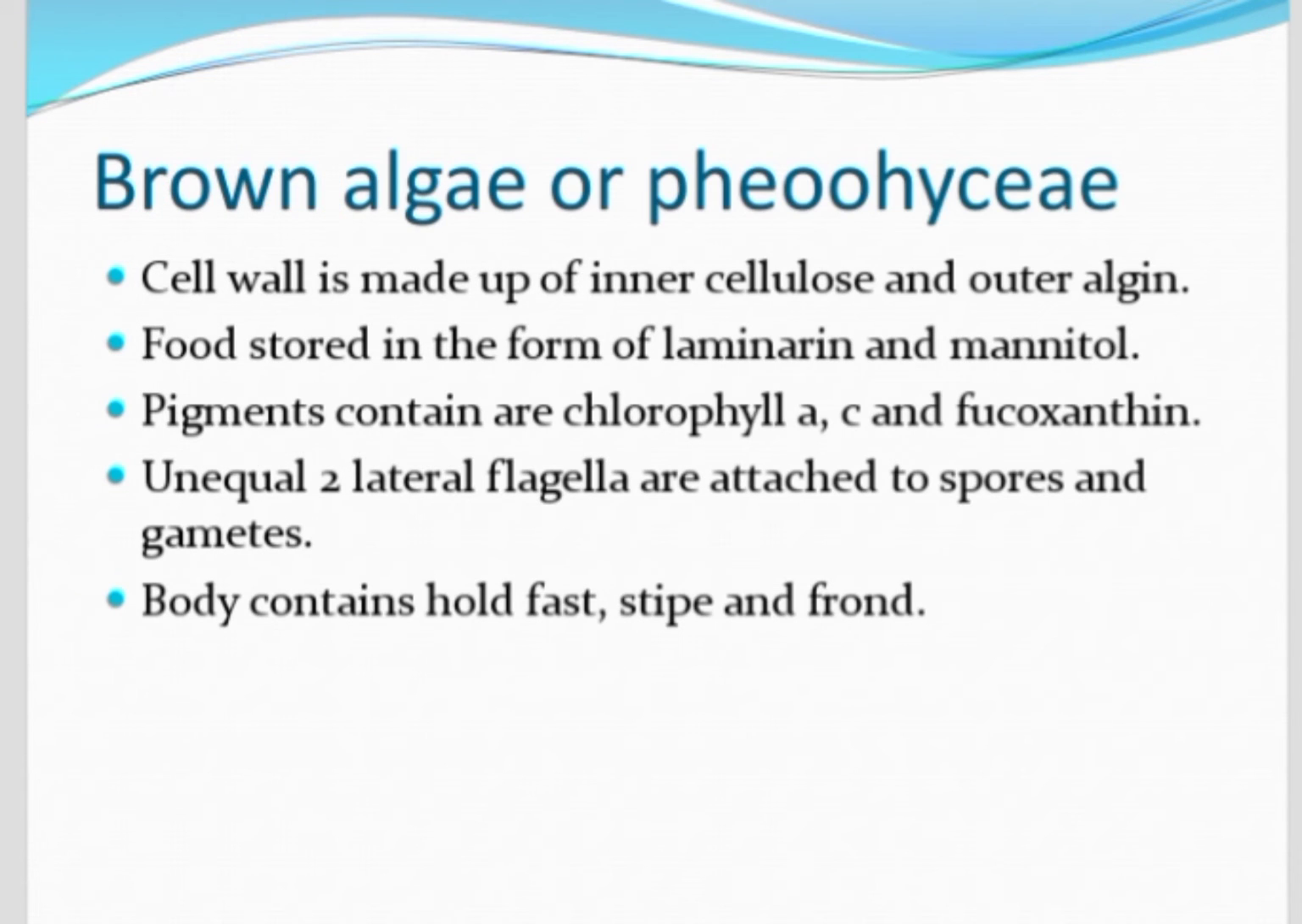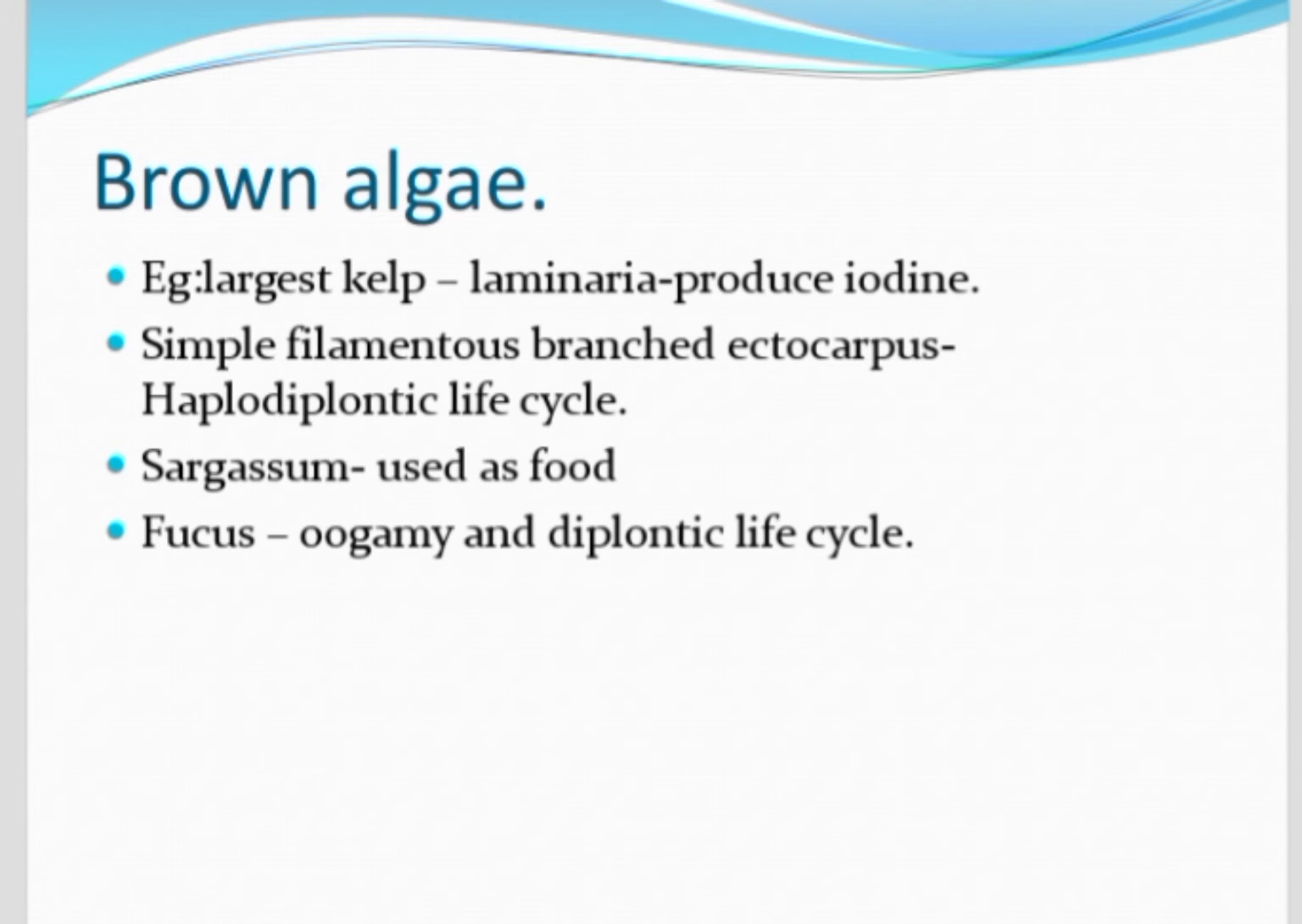Next, brown algae or Phaeophyceae. The cell wall is made up of inner cellulose and outer algin. Food is stored in the form of laminarin and mannitol. Pigments are chlorophyll A, C for photosynthesis, and the brown color is due to fucoxanthin. The flagella here are unequal, and two lateral flagella are attached to the spores and gametes. The body is divided into holdfast, stipe and frond.